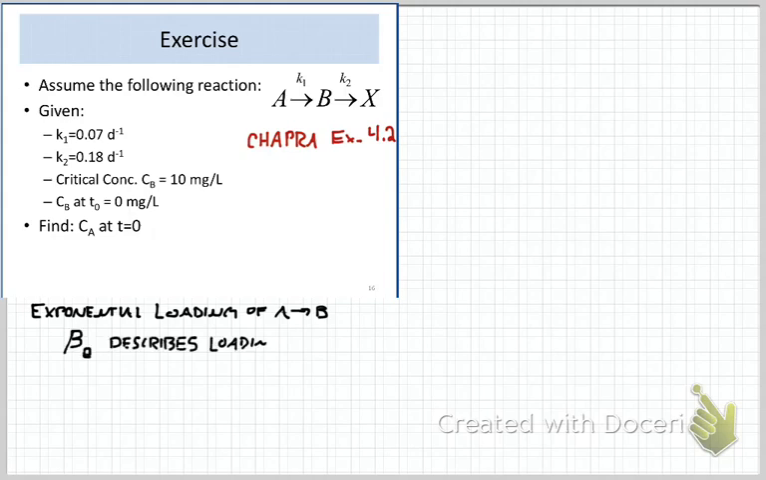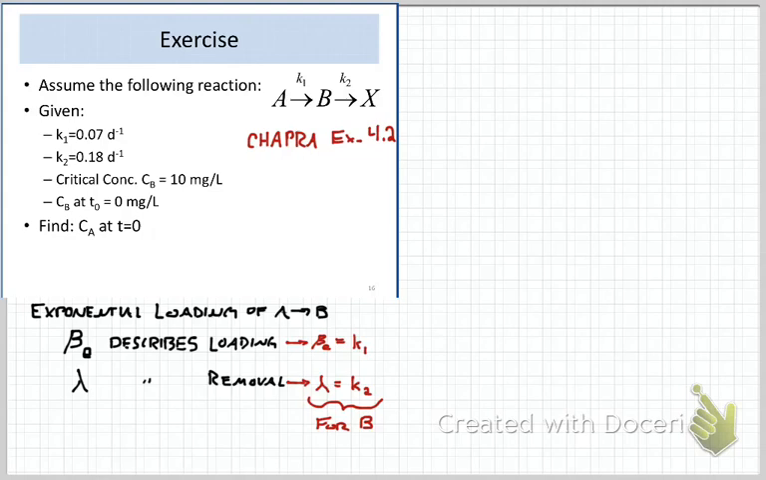And so beta E describes that loading to species B, and typically lambda would be used to describe our removal. That's for lakes. And when we're talking about chemical species, what that means is rate constants. Beta E is K1, that describes how B gets created. Lambda is K2, that describes how B is removed. And so with that in mind, given some information about critical concentrations, let's start with the critical concentration equation shown here.